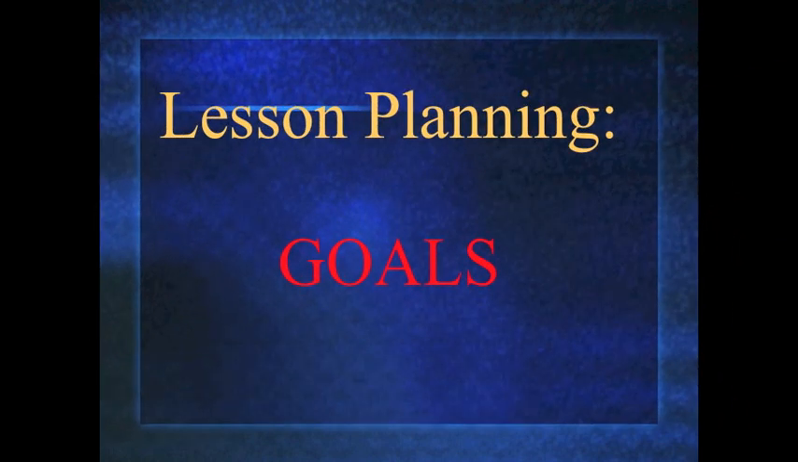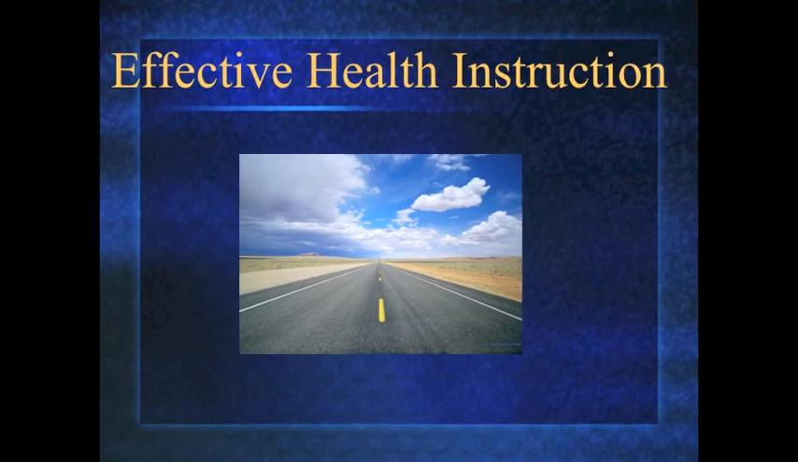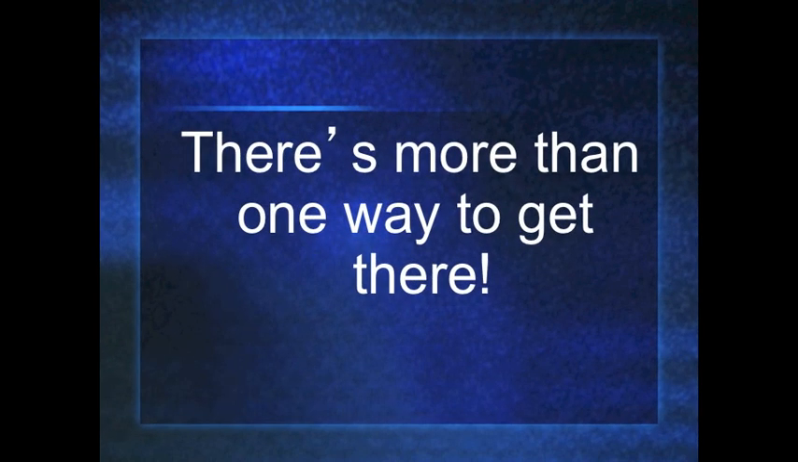Lesson planning goals. If I were to give you instructions to get to San Diego from Alta Loma, I could tell you to go down the 15 freeway, or I could tell you to go down the 57 to the 5 freeway. Either way, you're going to get to San Diego. In other words, there's more than one way to get there. The most important thing is that you get there.